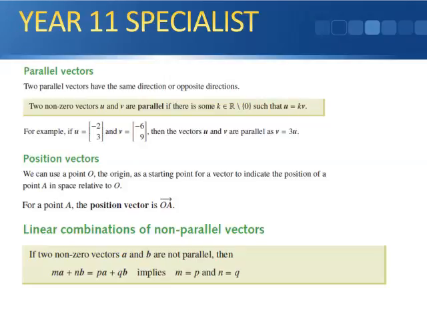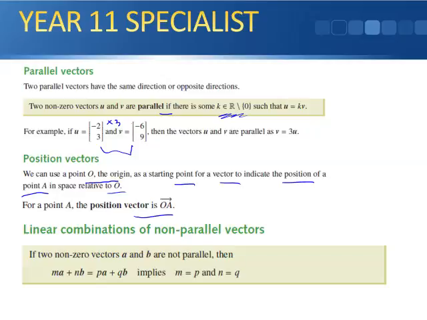Parallel vectors. Two parallel vectors, of course, have to have the same direction or opposite direction. Two non-zero vectors, u and v, are parallel if there is some constant k involved. For example, these two are parallel. This is just 3 times that. Times this by 3 and I get the same thing. Position vectors. We can use a point O, the origin, as the starting point for a vector to indicate the position of a point A in space relative to O. We call that the position vector O to A.